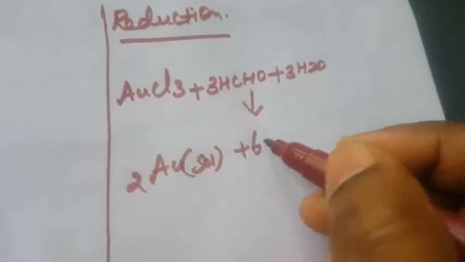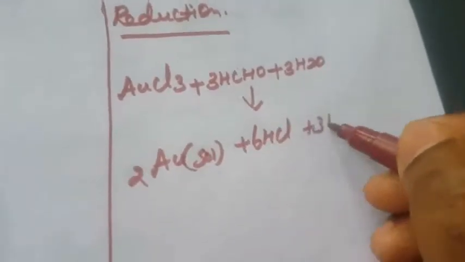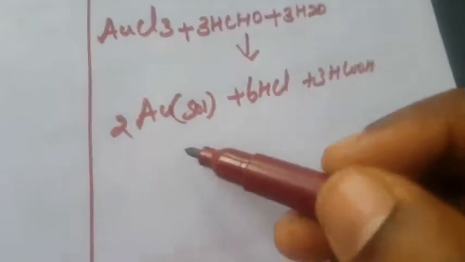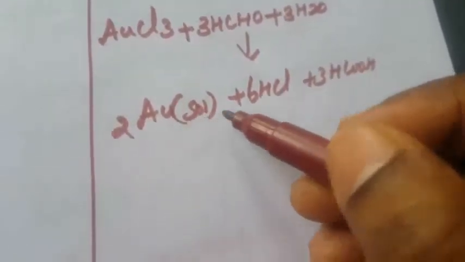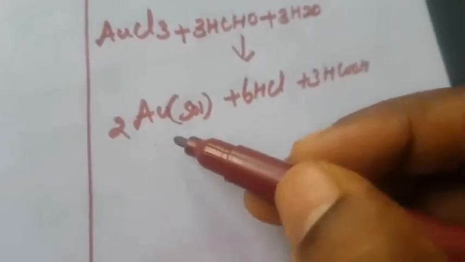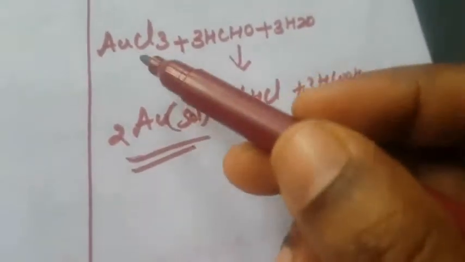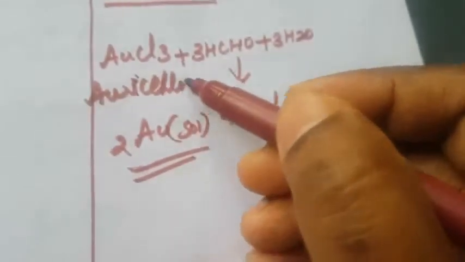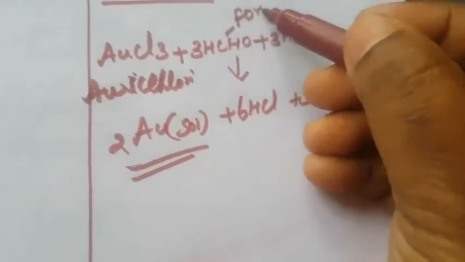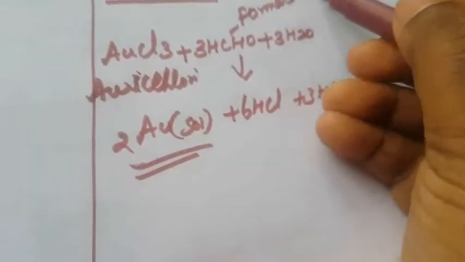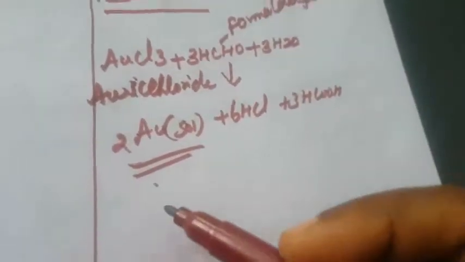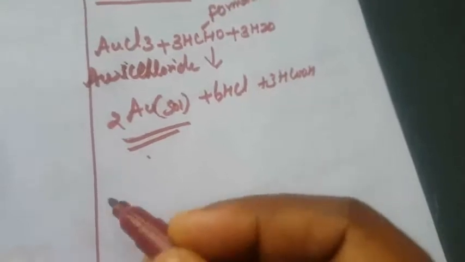Gold sol plus hydrochloric acid and HCOOH. So the auric salt, auric chloride, AuCl3, is reduced and colloidal gold is formed. This is the preparation of the sol from auric chloride, AuCl3, with formaldehyde. Next one is hydrolysis.